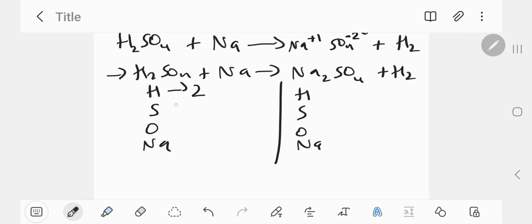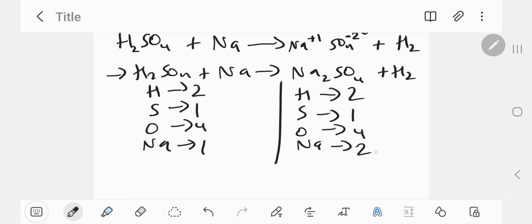There's 2 hydrogen on the left, 1 sulfur on the left, 4 oxygen on the left, 1 sodium on the left. Hydrogen, there's 2 on the right. Sulfur, there's 1. Oxygen, there's 4. Sodium, there's 2. Sodium, we need to balance that. How do we turn the sodium, the 1 into a 2? You times it by 2 to get 2. And that 2 goes at the front, and that's it. It's balanced.